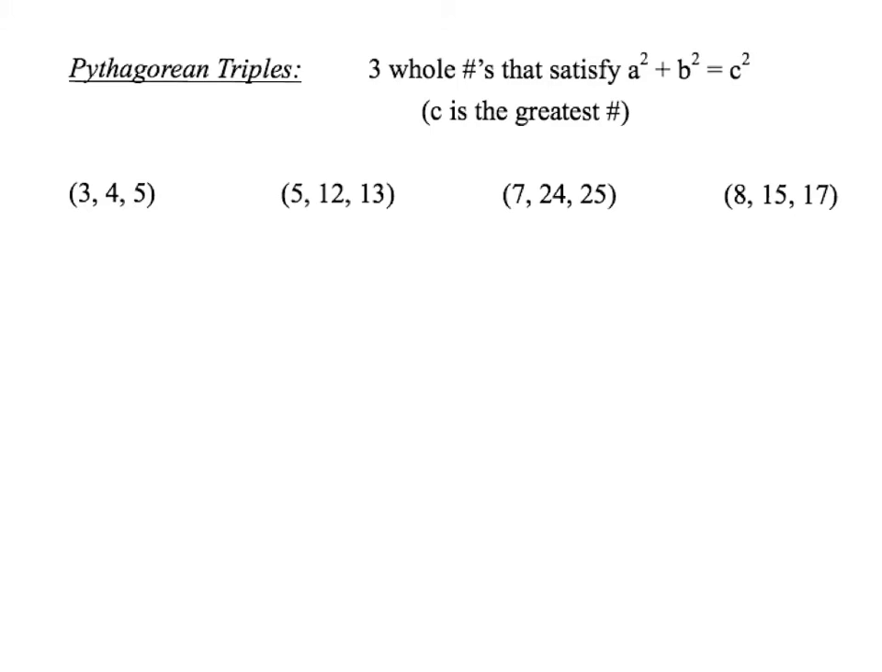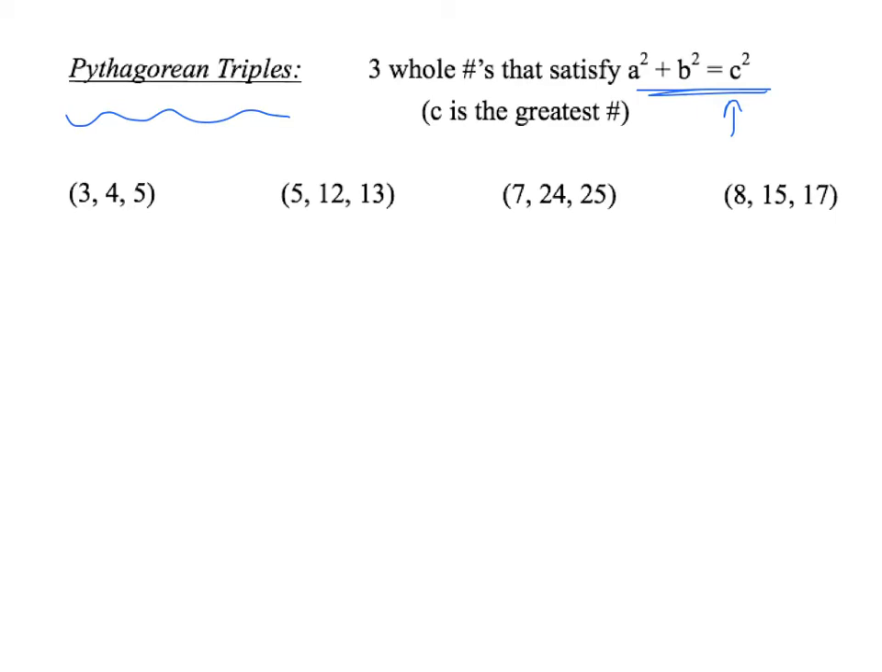When doing the Pythagorean theorem, you can actually simplify this or figure out your answers by remembering your Pythagorean triples. Pythagorean triples are just simply 3 whole numbers that actually satisfy the a squared plus b squared equals c squared. Remember, c is going to be the greatest number because it's your hypotenuse. So if you can remember these, it's really easy to help you solve the Pythagorean theorem without actually having to go through all of the steps.